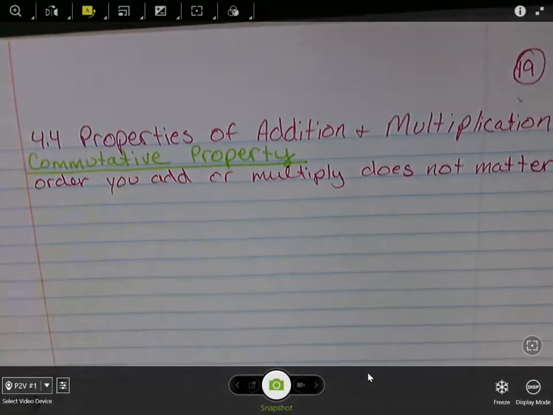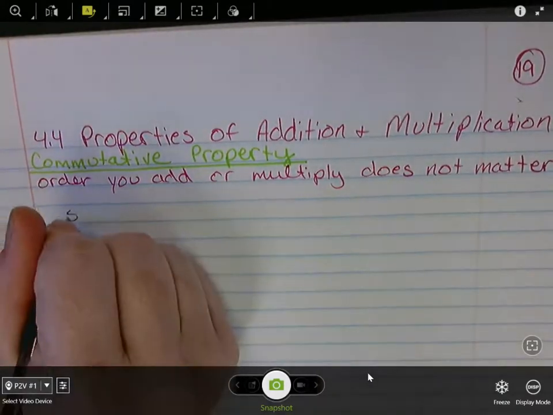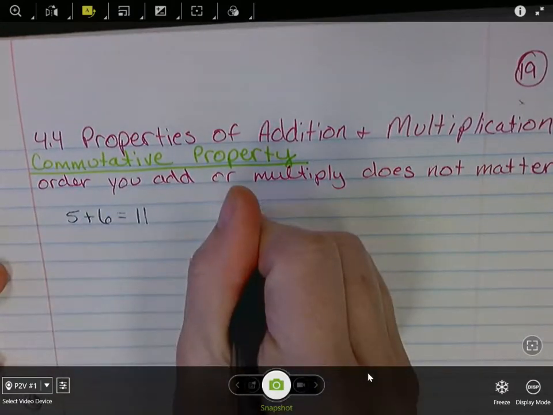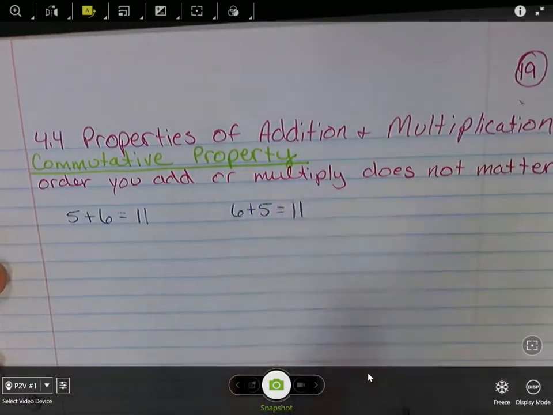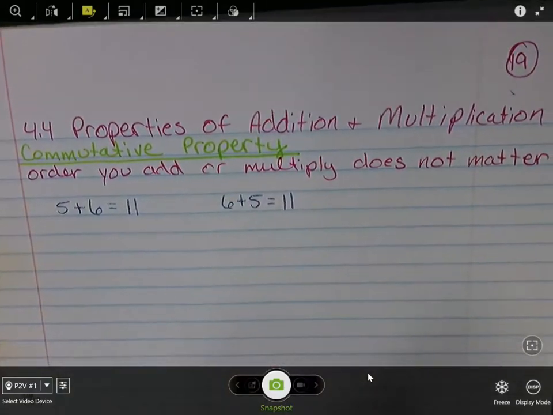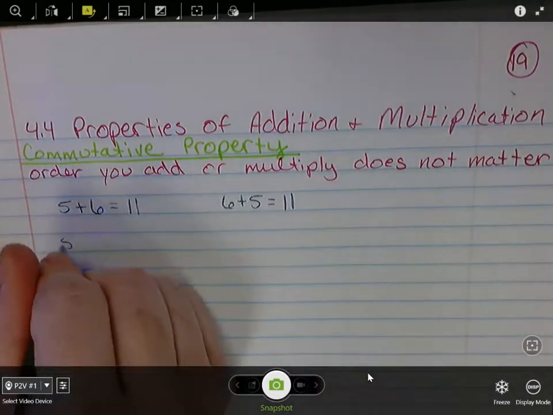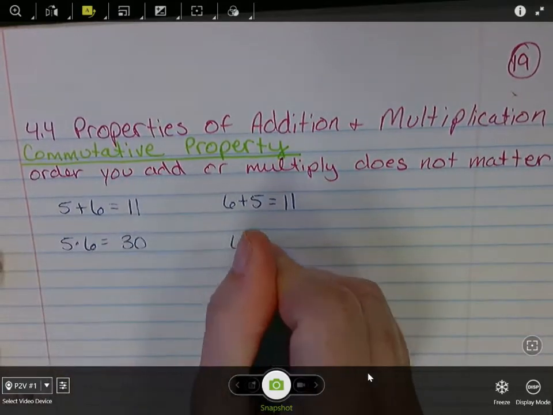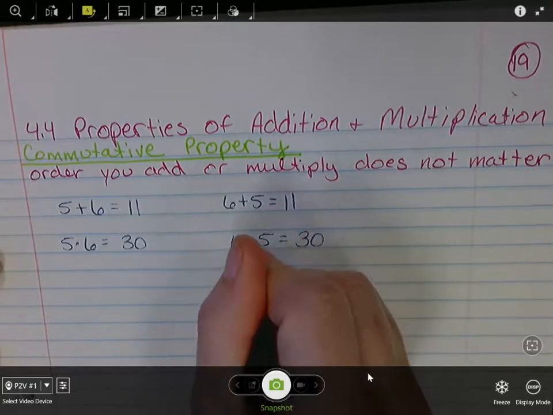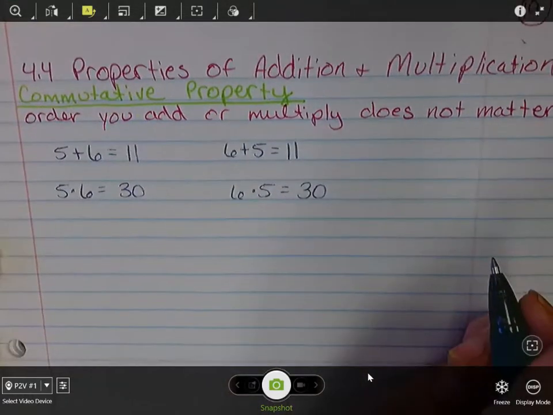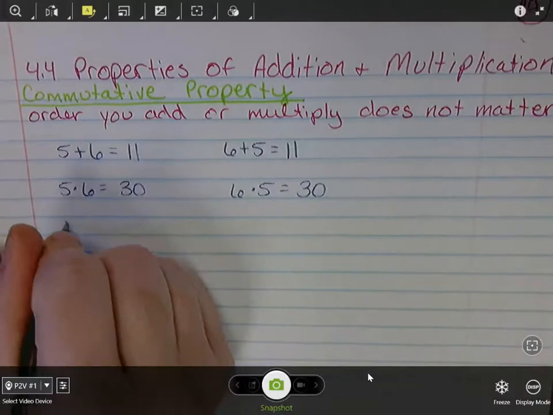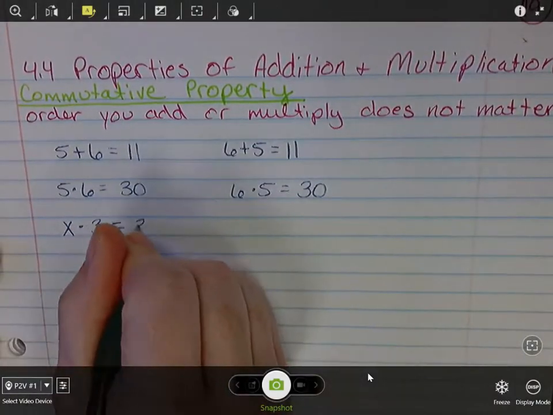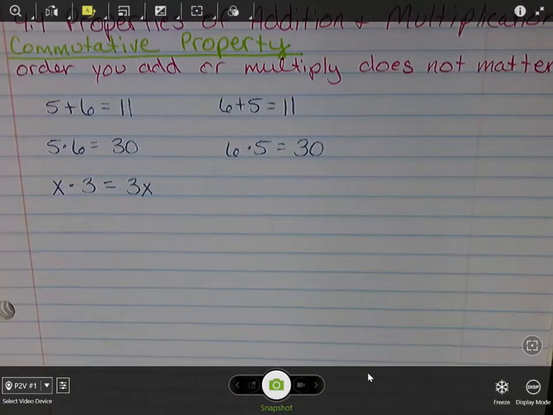You could do 5 plus 6, and that gives you 11. Or you could do 6 plus 5, which also gives you 11. Okay? Multiplication. You can do 5 times 6. That is 30. 6 times 5 is also 30. Okay? So if you're ever given an expression that says something like x times 3, you can rewrite that as 3 times x. That's commutative property.